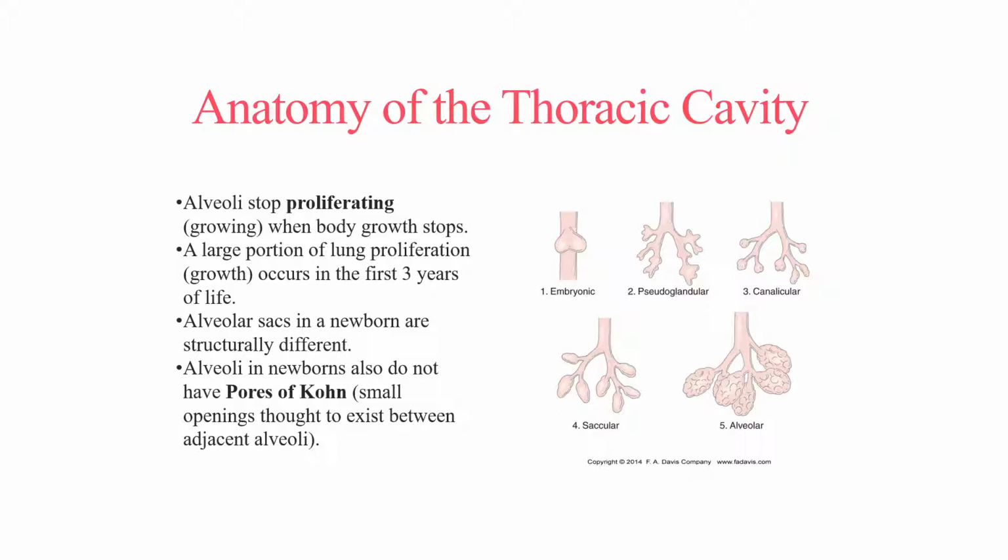Remember, alveoli stop proliferating or growing when body growth stops. This means they don't stop until adulthood. A large portion of the lung proliferation occurs in the first 3 years of life. Alveolar sacs in a newborn are structurally different than adult alveoli.